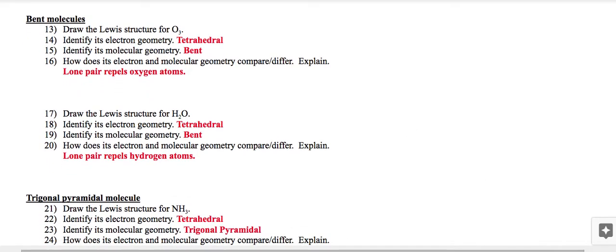Ozone will look like this. It has the 2 electrons on here. This is wrong. I did that one wrong. It's trigonal planar. We have 1, 2, 3 things attached to that central atom, so trigonal planar, and we end up with a bent molecular geometry because of the extra electron pairs there.